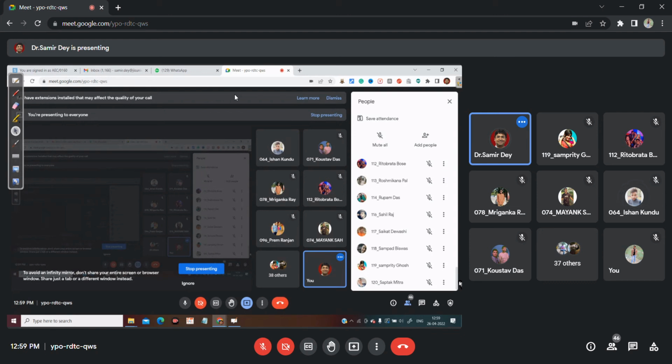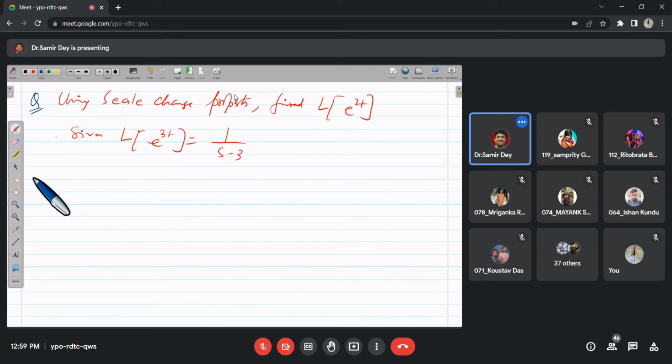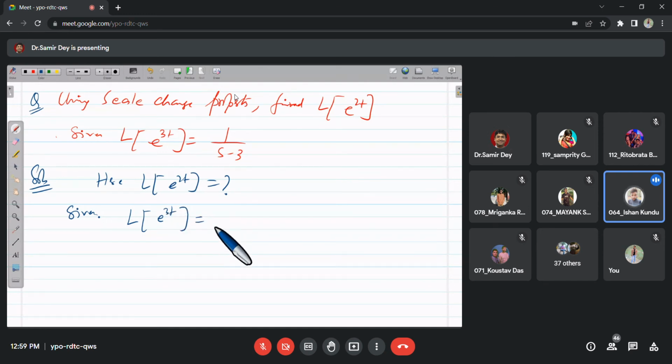Sir, done. Complete. Wow, very good. Now, can you tell me what I should write, one by one? You instruct me and I'll write. Sir, here L of e to the power 2t equals question mark. Then given L of e to the power 3t equals 1 by s minus 3. So f(t) equals e to the power 3t, and F(s) equals 1 by s minus 3.